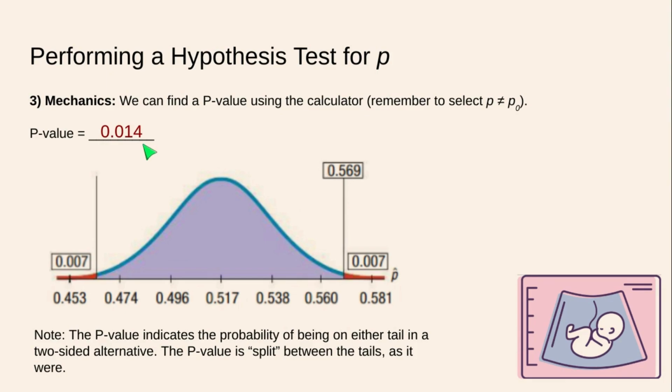Because these are the odds that we are this far out on one side or another, not just on one side. So in a sense, we split the p-value between the tails. That explains why this p-value is split between the two sides of the bell curve. So that's what this little description down here is about, just for clarifying purposes. This is for a two-sided alternative.